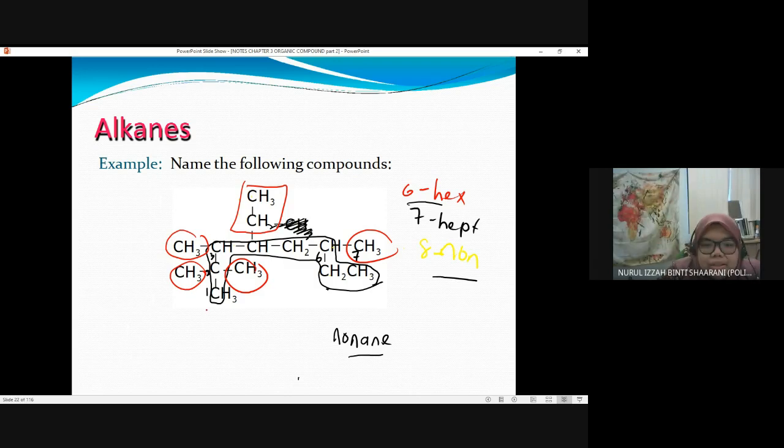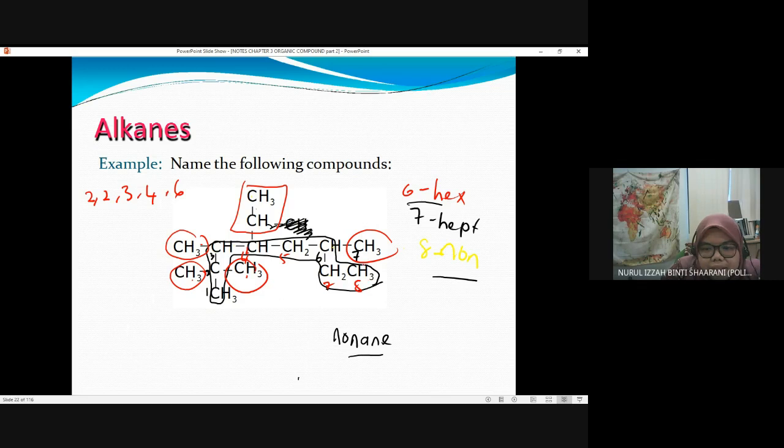Okay, so let's say kita start daripada bahagian kiri ni dulu, 1, 2, 3, 4, 5, 6, 7, 8. Okay, so kita punya compound tu akan embed pada 2, 2, this one 2, 3, 3, 4, 4 and then 7. Eh, 7 ke? 6. 6, 7, 8. Okay. 6. Okay, 2, 2, 3, 4, 6.